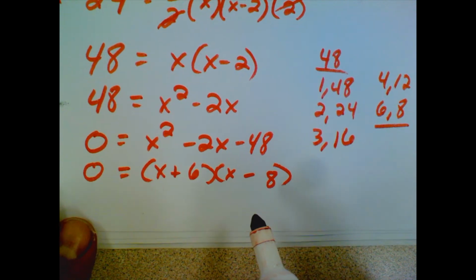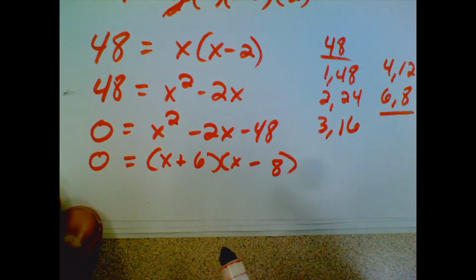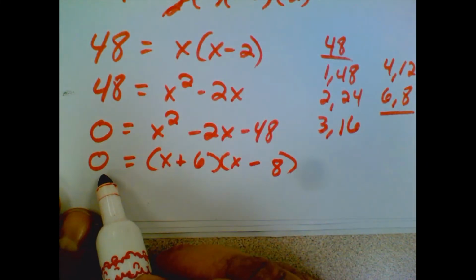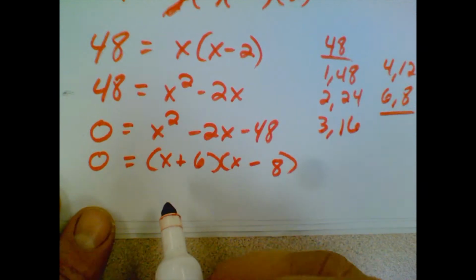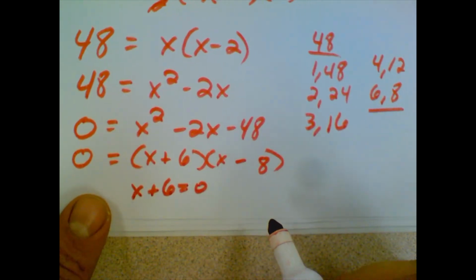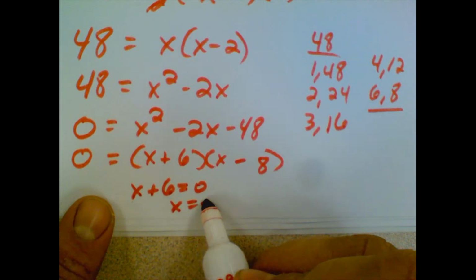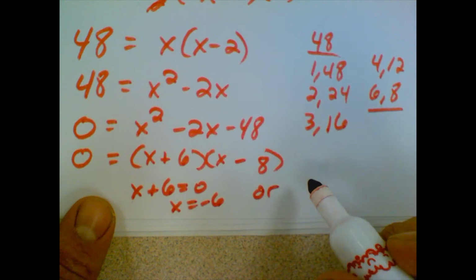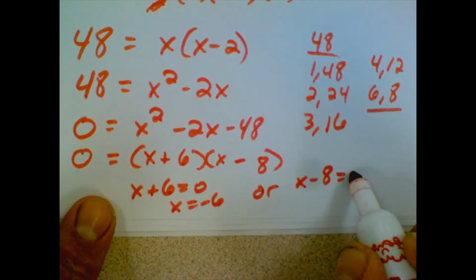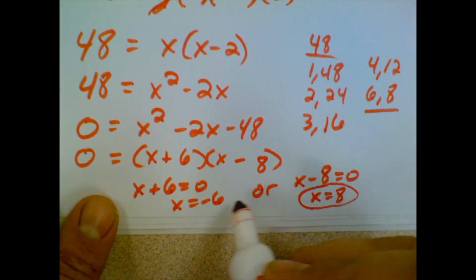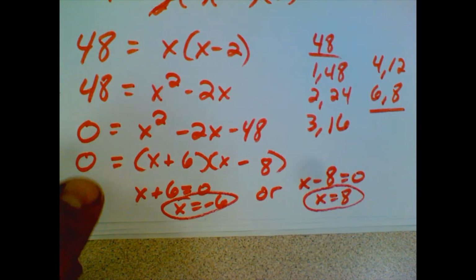Remember, we're not done. We factored the polynomial, but now we have to use that zero product property that says if I have two things multiplied together and their product is 0, one of those or both of those factors have to equal 0. So we're going to set every factor equal to 0 and solve. So x is either negative 6 or x minus 8 equals 0. Add 8 to both sides. We have two possible answers.